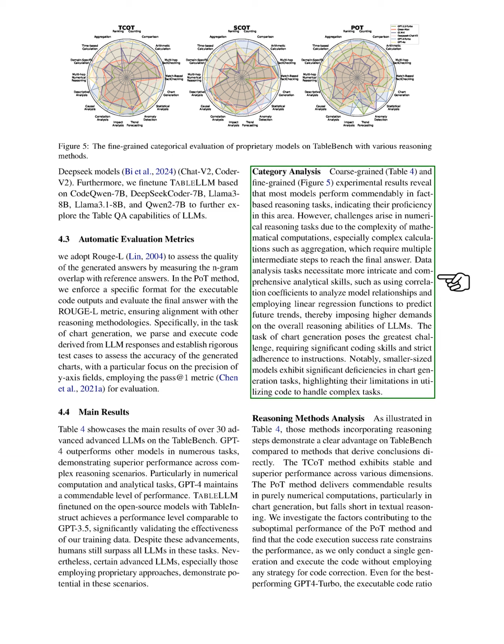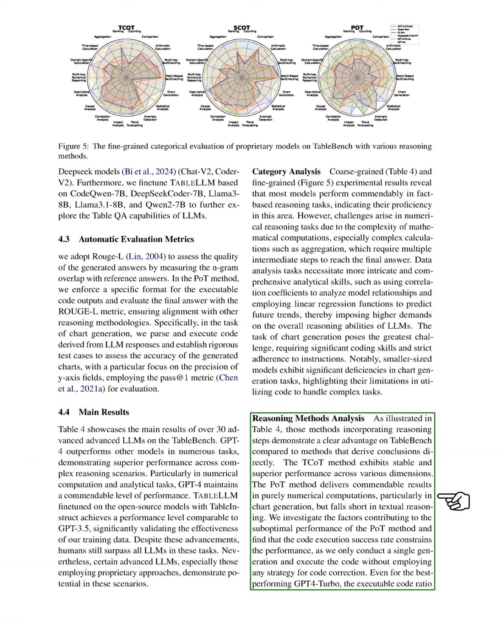Our reasoning methods analysis reveals that methods incorporating reasoning steps perform better on TableBench than those that draw conclusions directly. The TCOT method shows consistent and superior performance across various tasks. The POT method performs well in numerical computations and chart generation but struggles with textual reasoning. We identify that the performance of the POT method is limited by the success rate of code execution, as we only generate and execute code once without correction strategies.